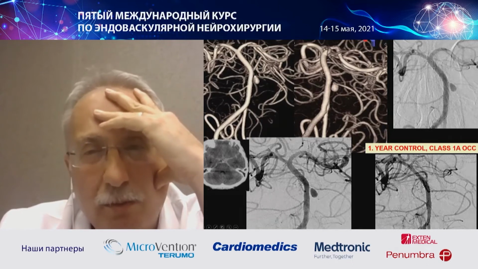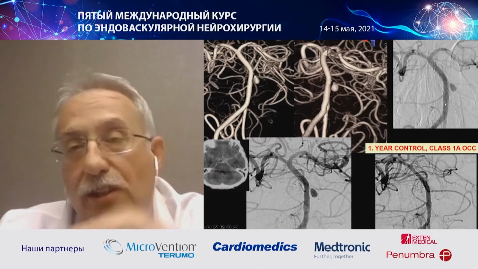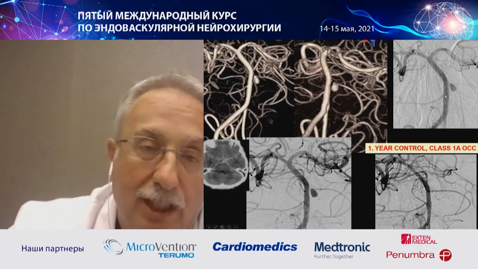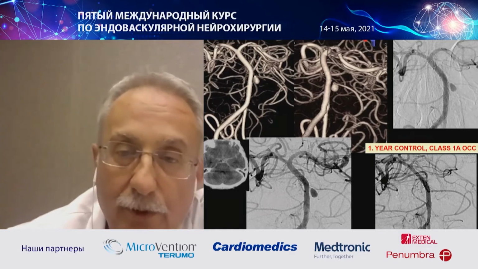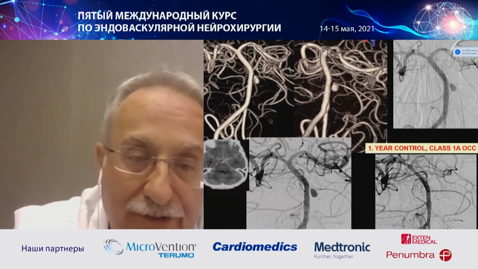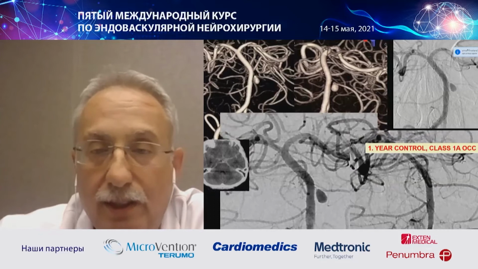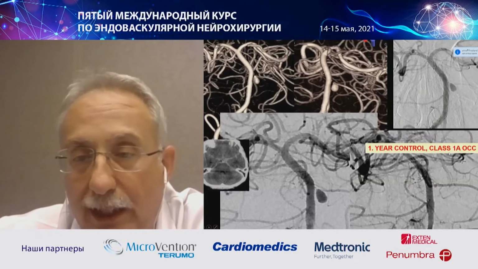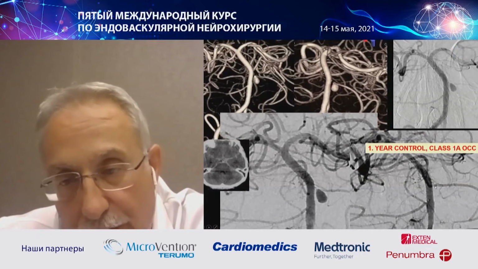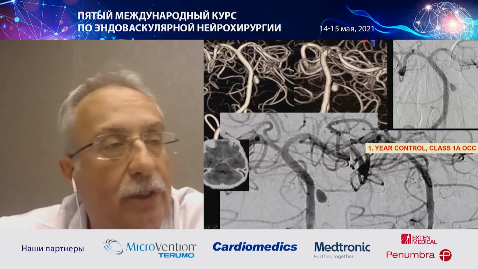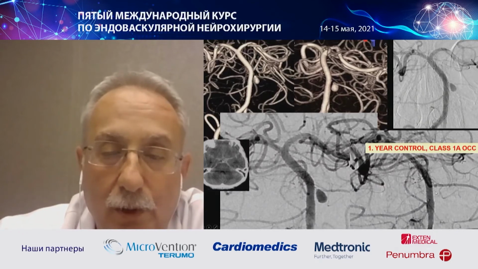It was not possible. So we just treated the aneurysm with a couple of flow diverters from the parent artery, just changing the flow in the anterior inferior cerebral artery. So this is the 1-year control with a class 1A occlusion, showing full patency of the anterior inferior cerebral artery and aneurysm occlusion.